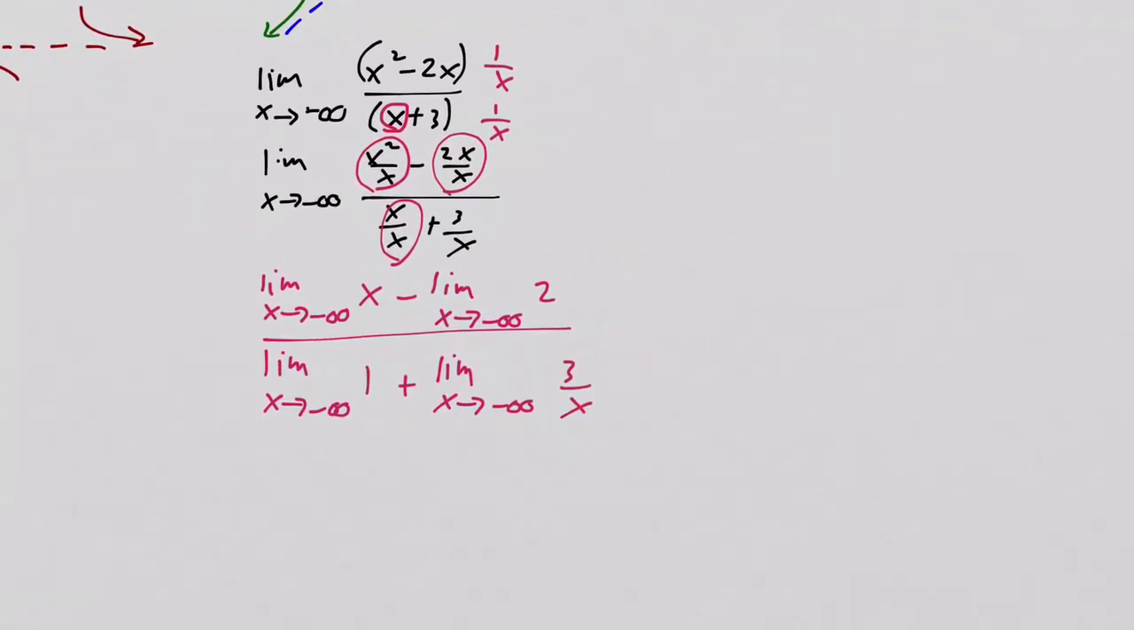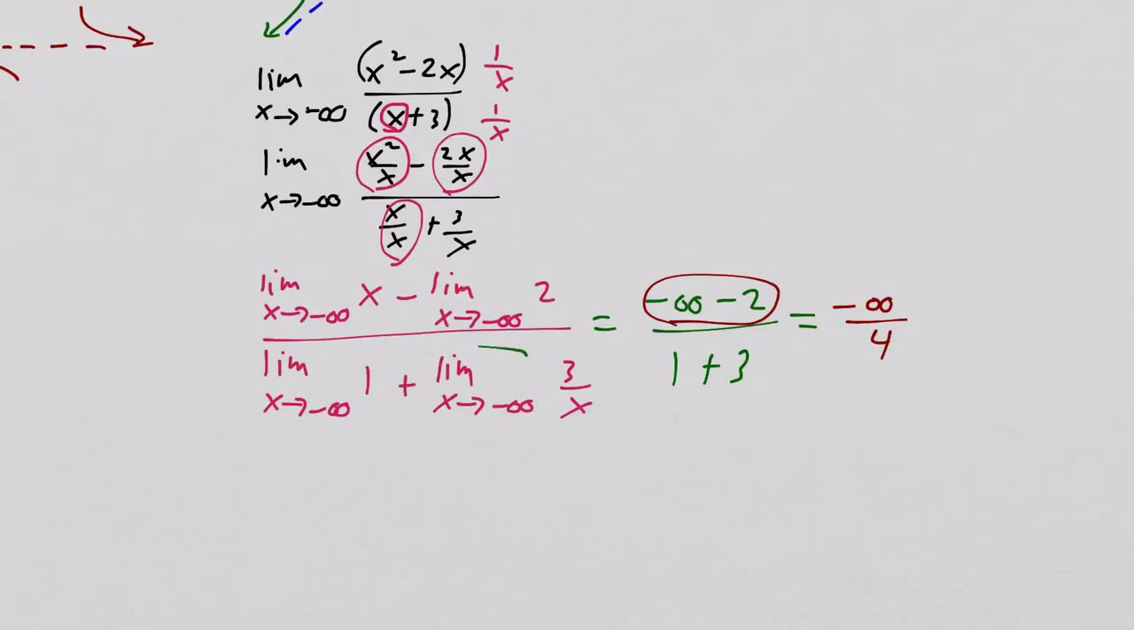And to calculate our limit, the limit as x approaches negative infinity of x gets us negative infinity. The limit as x approaches negative infinity of 2 is simply 2, so it's minus 2. The limit as x approaches negative infinity of 1 is 1. And the limit as x approaches negative infinity of 3 over x is 0. Negative infinity, subtract 2 is negative infinity, and we'll go ahead and divide by the denominator.